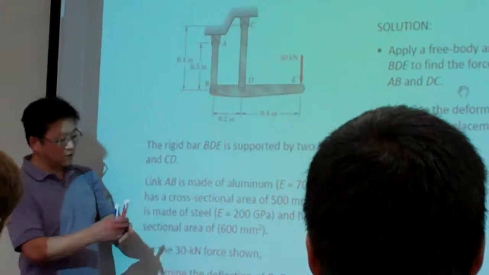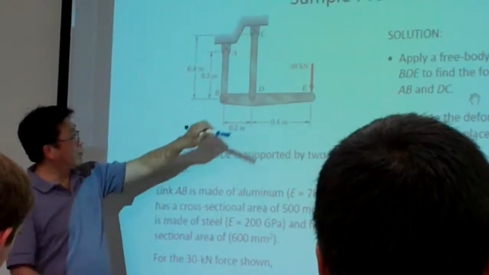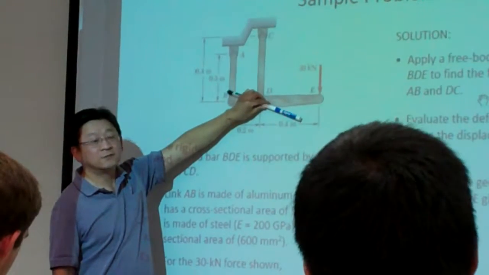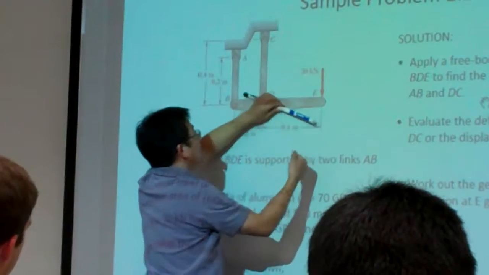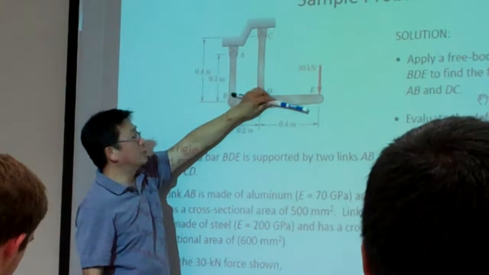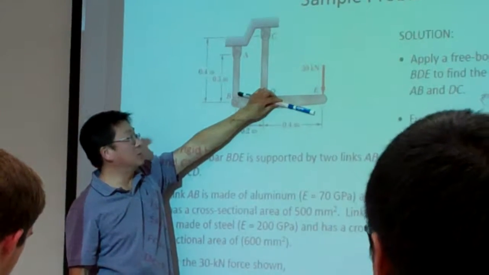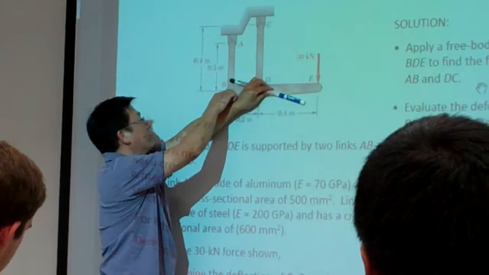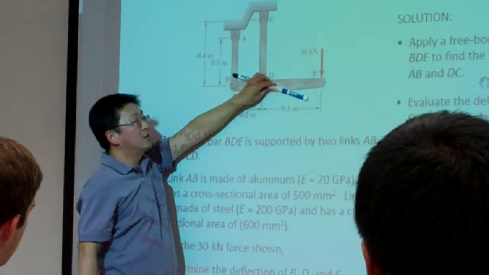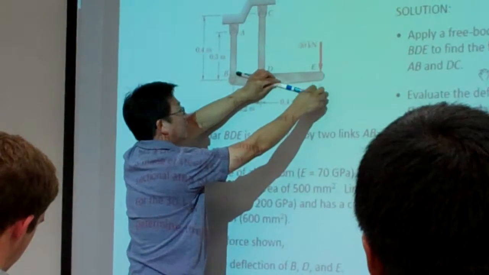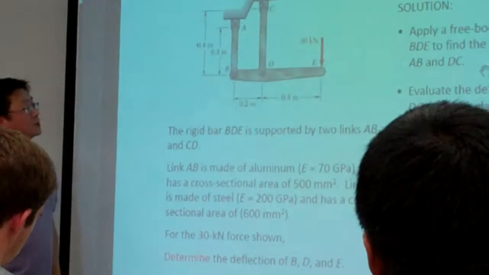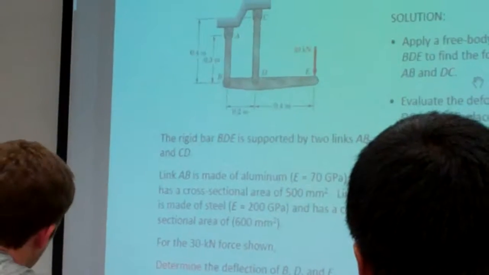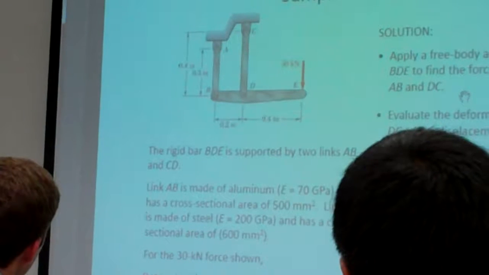So in this case, it's likely the bar will be something like this. Because AB and CD are elastic, it could be like this. Its intuition should be like this. So we simply want to know, for example, the displacement of point B like that, and the displacement at point E here.